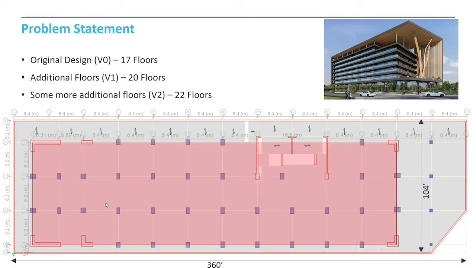The overall dimension of the building is about 360 by 104 feet, with a column grid spacing of roughly 26 to 27 feet, a rectangle of about 27 by 26 feet. That's a rough sketch of the entire building.